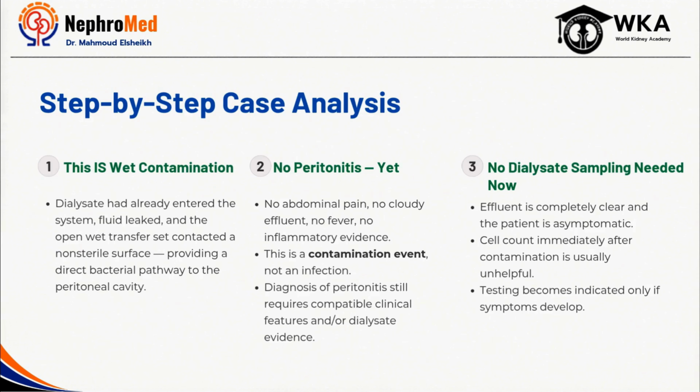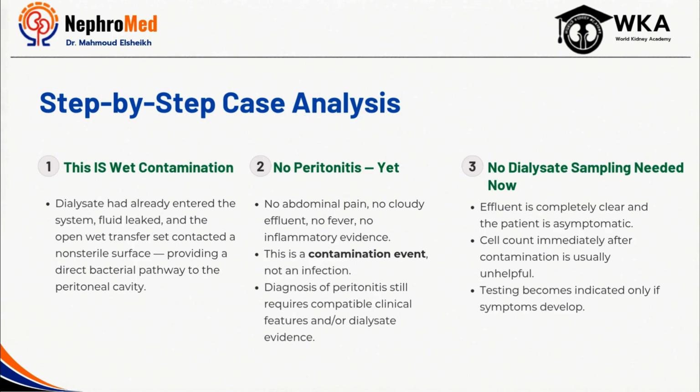First, this is clearly wet contamination. Why? Because dialysate had already leaked from the transfer set, meaning the connection was wet when it touched a non-sterile surface. That thin film of fluid creates a direct pathway for bacteria to travel and migrate towards the peritoneal cavity. Second, he does not have peritonitis, at least not yet. He has no abdominal pain, no fever, no cloudy effluent, and no evidence of inflammation. There is an important distinction. We are dealing with a contamination event, not an established infection. Our goal is prevention, not treatment.